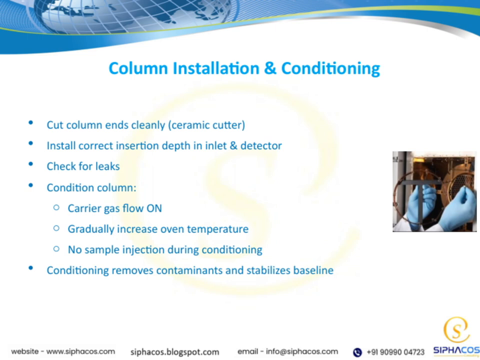Moving on to conditioning the column, start by turning on the carrier gas flow. This is essential to begin the stabilization process. Then, gradually increase the oven temperature according to your method's requirements. It's very important not to inject any samples during this conditioning phase, as the goal here is to remove contaminants and stabilize the baseline. This process helps the column reach its optimal performance state, ensuring reliable and reproducible results for your analyses.